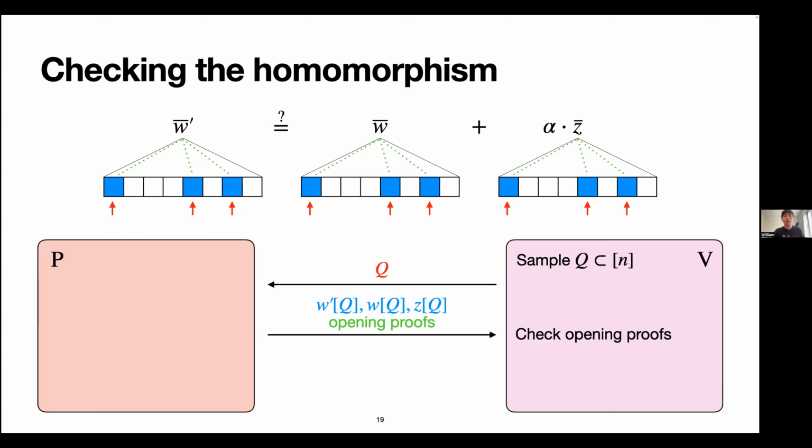And finally, it will check this linear relation element-wise. So for each index i that we've queried, it'll check that the ith element of W prime is equal to the ith element of W plus alpha times the ith element of Z. And the hope is that since we are randomly sampling the locations, intuitively, most of the locations should be consistent. Otherwise, we would have just randomly stumbled upon one of the inconsistencies.